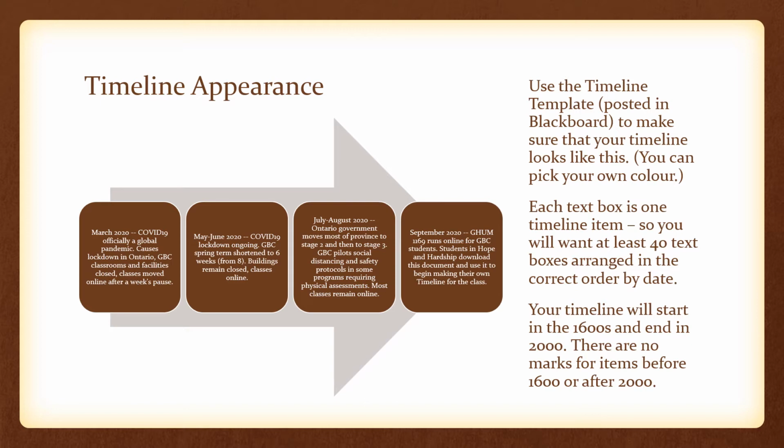Okay, so your timeline needs to start in the 1600s and it will end in 2000. There are no marks for any items before 1600 or items after 2000, right? And make sure that you use the correct template, all right? And on the template that I posted in Blackboard, I also have some instructions on how to make new boxes, okay? It's pretty self-evident, and if you have trouble, let me know.